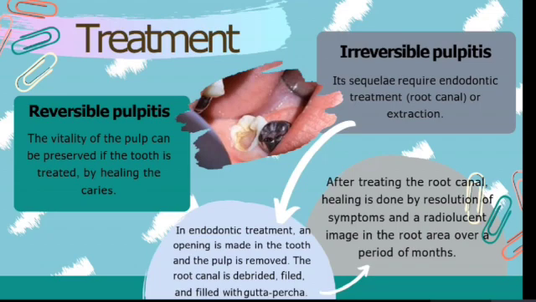Treatment. Reversible pulpitis. The vitality of the pulp can be preserved if the tooth is treated by healing the caries. Irreversible pulpitis. Its sequelae require endodontic treatment, root canal, or extraction. In endodontic treatment, an opening is made in the tooth and the pulp is removed. The root canal is debrided, shaped and filled with gutta-percha. After treatment, root canal healing is seen by resolution of symptoms and reduction of the image in the root area over a period of months.